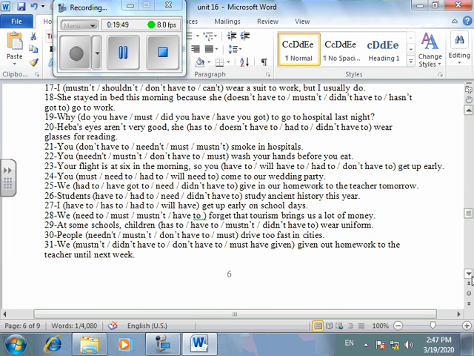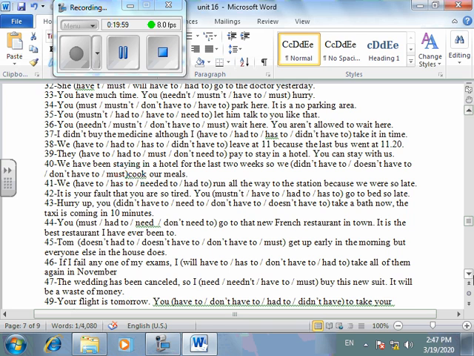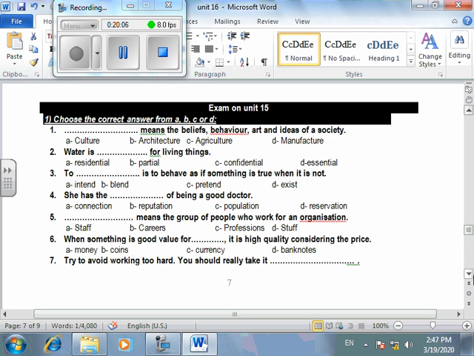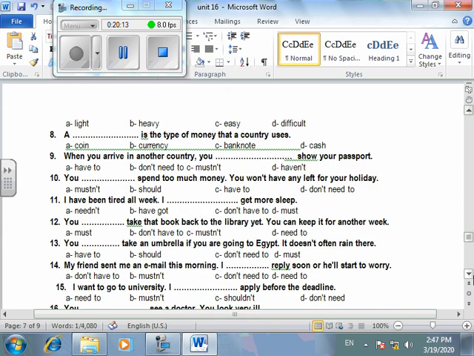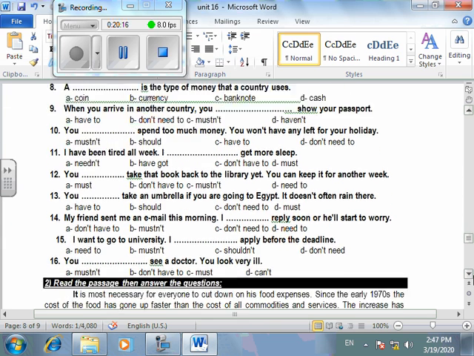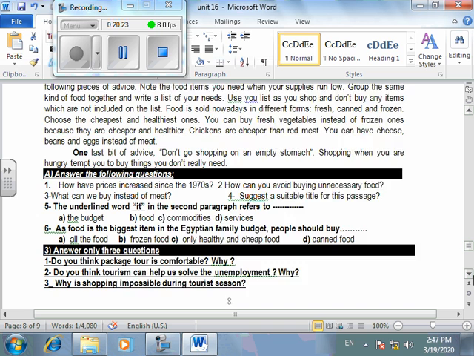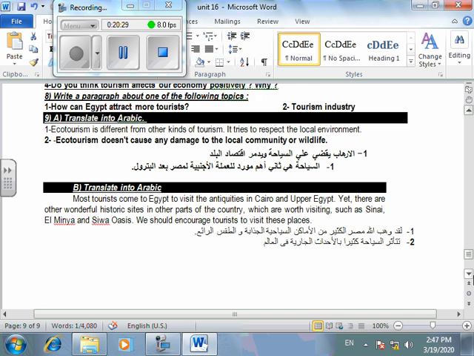Now you have understood the lesson and everything is clear. In addition to this exercise, I'm going to give you another one, which is a test, a simple test on Unit 15, which I hope you have understood well. You can pause the screen at any time and answer it. This is a comprehension passage for extra practice. And translation, and a paragraph about how can Egypt attract more tourists or tourism industry, the business of tourism.